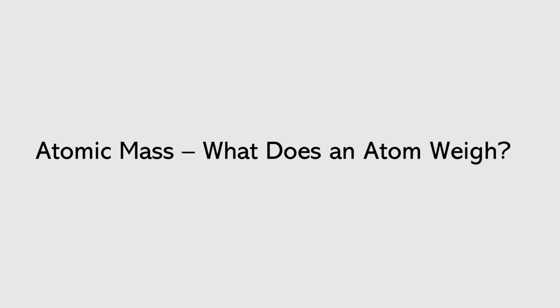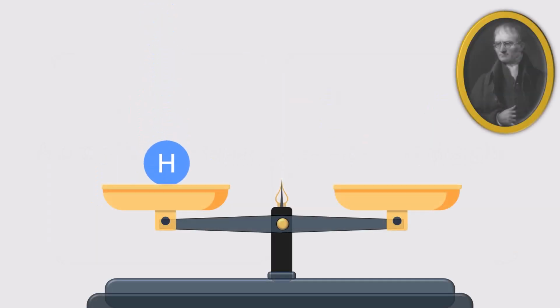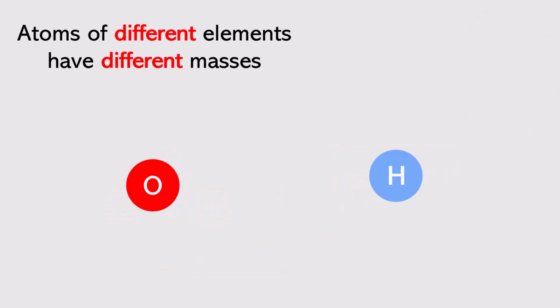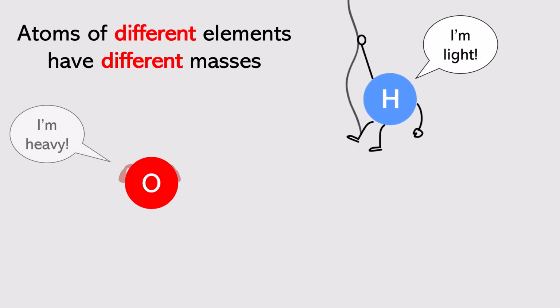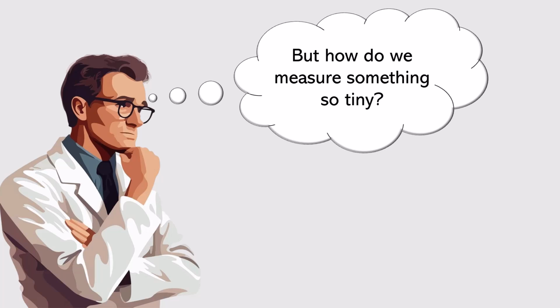Next, let's talk about atomic mass. What does an atom weigh? Remember floof from part 1? Well, let's explain that properly now. Now, Dalton theorized that atoms have mass, and atoms of different elements have different masses. But how do we measure something so tiny?